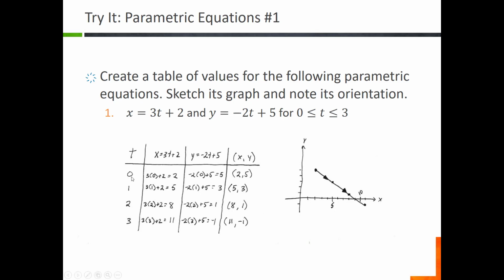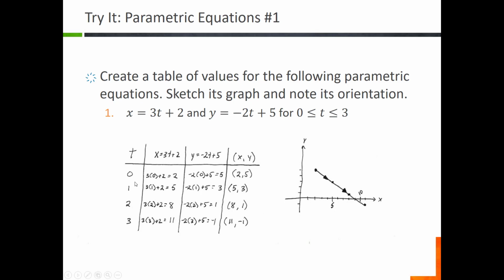I'm going to take the 0 and plug it into the t for the x coordinate. So 3 times 0 plus 2 is equal to 2. I'm going to take that 0 and put it in for t for the y. So negative 2 times 0 plus 5 is just equal to 5. So if I take this x coordinate and this y coordinate, that gives me a coordinate pair, (2, 5). And so I can take that (2, 5) and plot it on the graph.